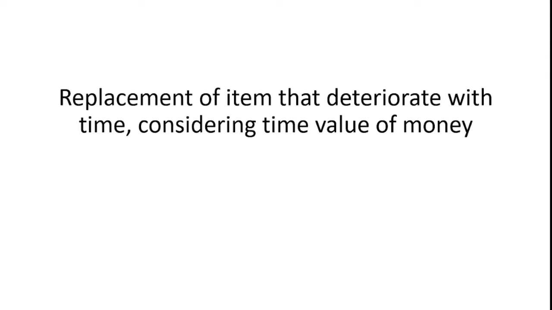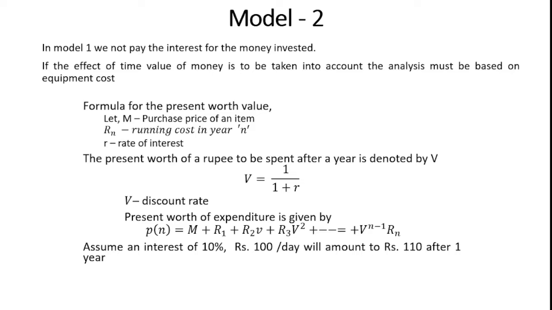The replacement of items that deteriorate with time, considering the time value of money. So model 2 concentrates on the time value of money. Model 2 follows the following procedure. In model 1, we do not pay interest for the money invested on the equipment. If the effect of the time value of money is to be taken into account, the analysis must be based on equipment cost. So the present worth value is used in model 2.